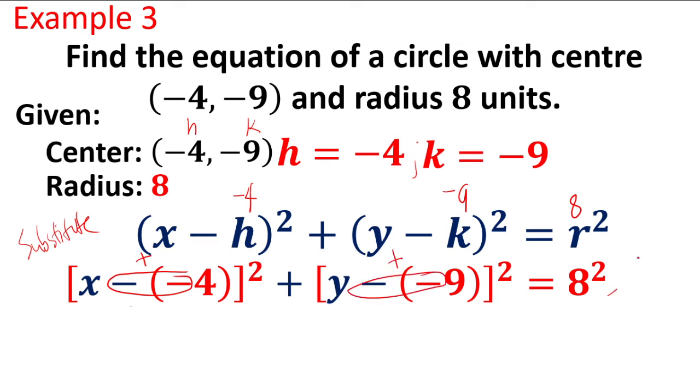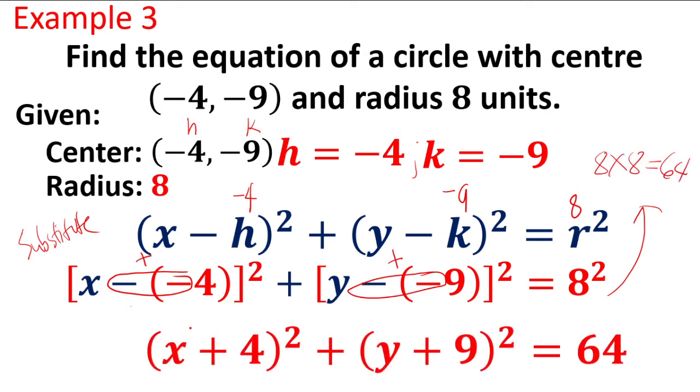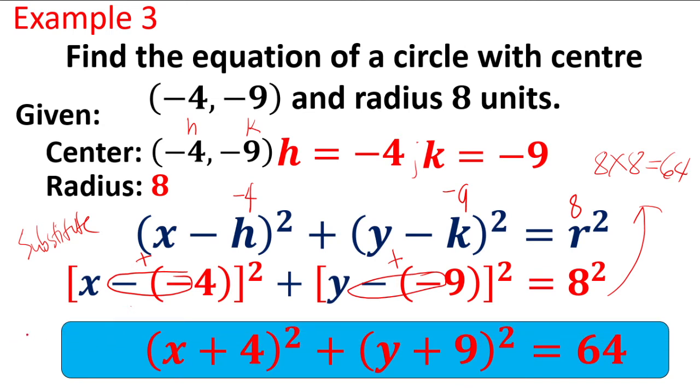So, 8 square is 8 times 8, which is equivalent to 64. So, x plus 4, quantity square, plus y plus 9, quantity square, is equal to 64. That is now the standard form of the given equation of a circle with center located at -4 and -9 and radius 8 units. Paano pag mabilisan?